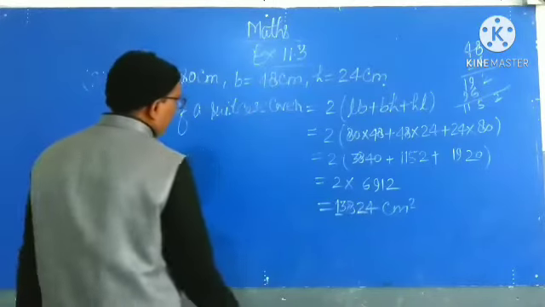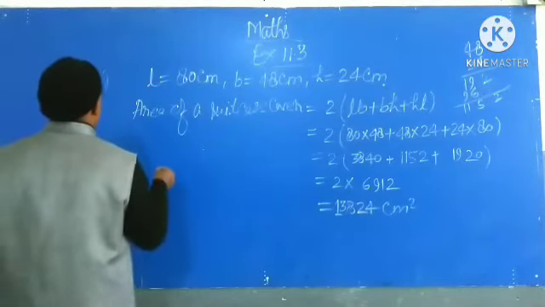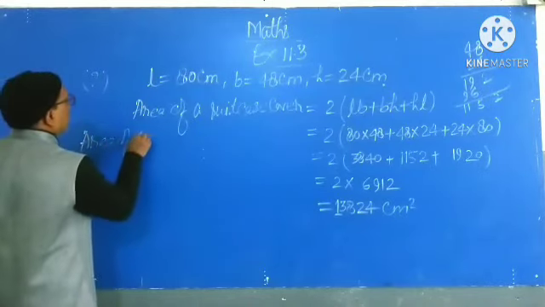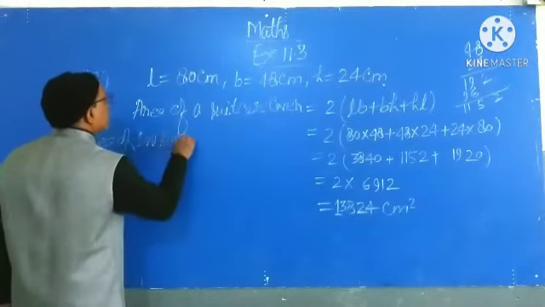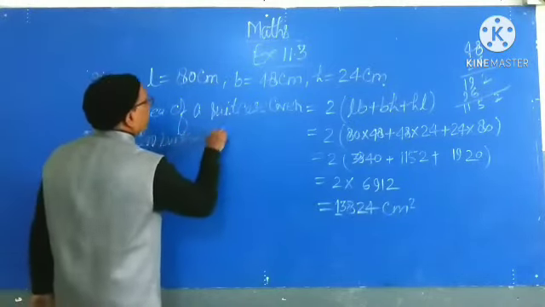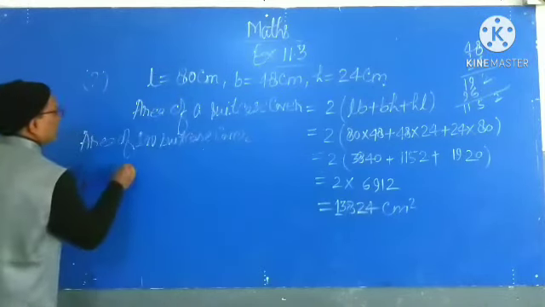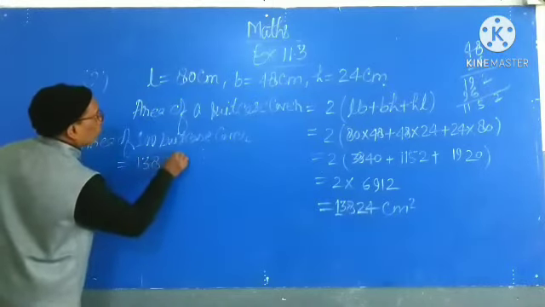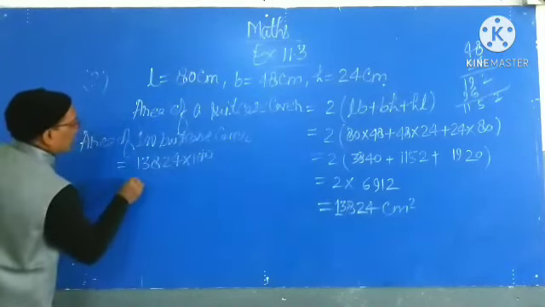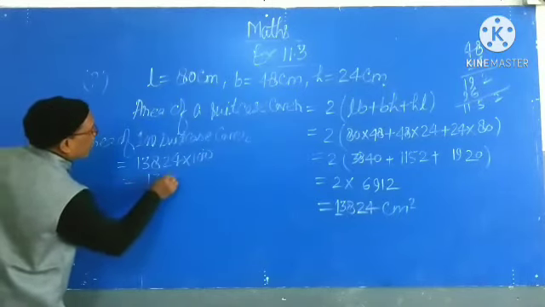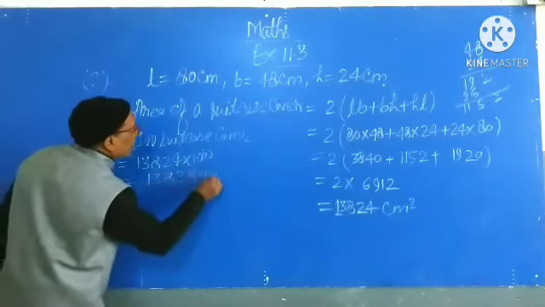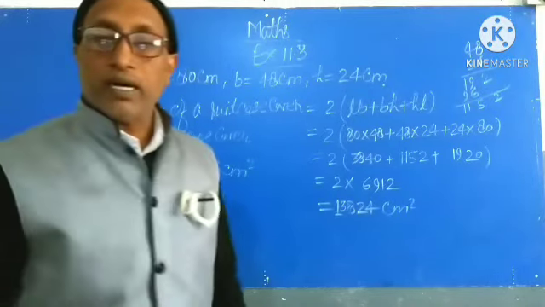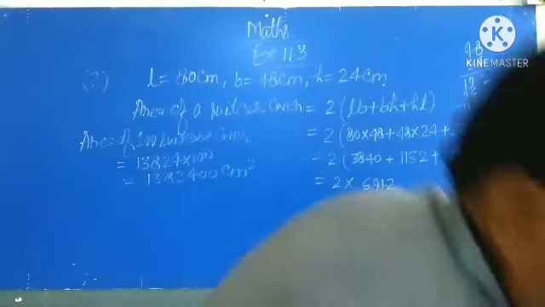Then you find out area of 100 suitcase covers. Area of 100 suitcase covers is equal to 13,824 into 100. You get 13,82,400 centimeter square. This is the area of 100 suitcase covers.